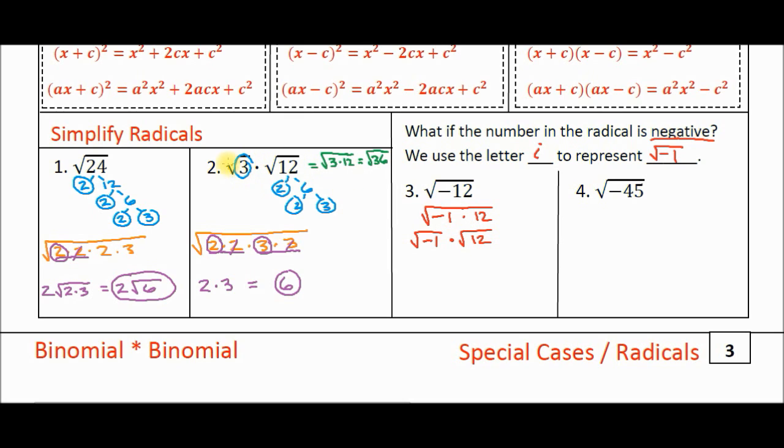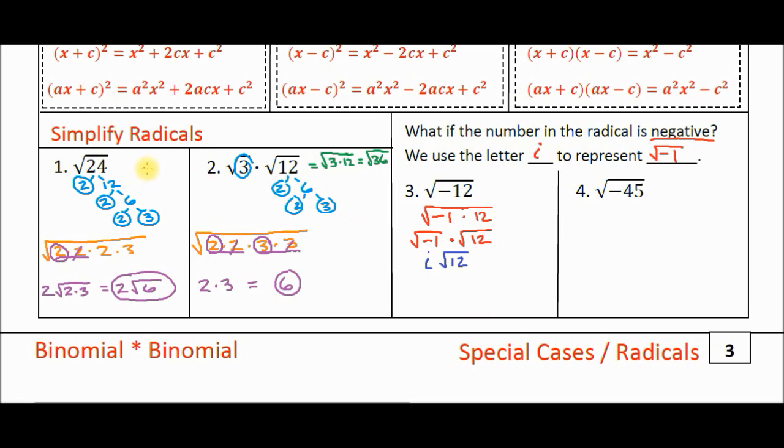Remember here in question number 2, square root of 3 times square root of 12, because we're multiplying, we can multiply the numbers and put them both inside the same radical. Well, we can do the same thing over here. We can take it apart. Square root of negative 1 times square root of 12 is the same as square root of negative 1 times 12, which is the same as the square root of negative 12. And here's where we do our little bit of magic. This square root of negative 1 is equal to I. So now I can write the letter I in place of that. So this answer is going to be I times the square root of 12.